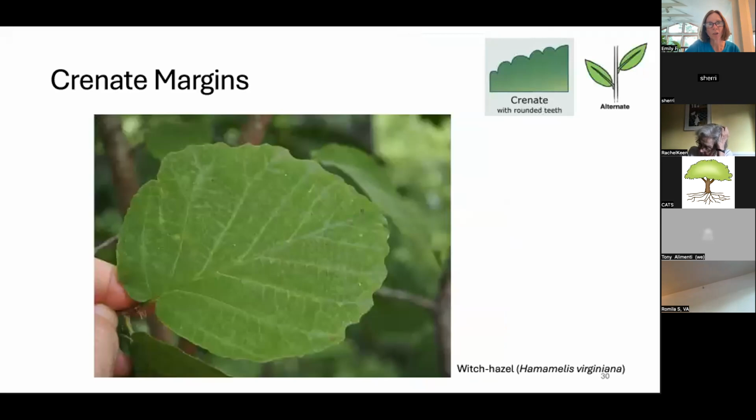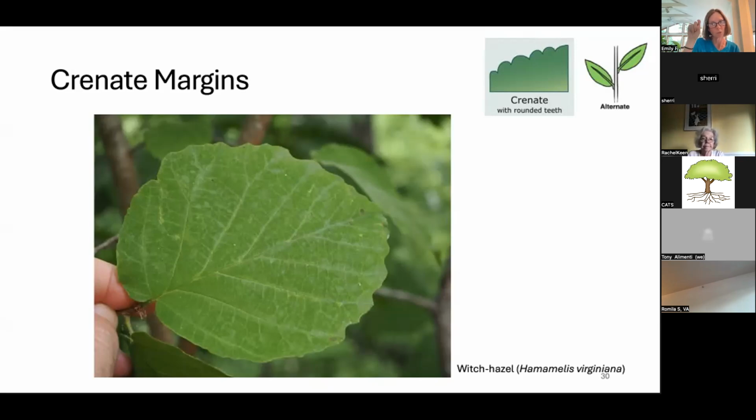And then we have crenate margins. So these are with rounded teeth, and we're going back to being alternate. And the witch hazel is what's going to fall into this category. So we've done the one side of my chart with the denticulate and the dentate stuff. So we're going to swap over to the other side.